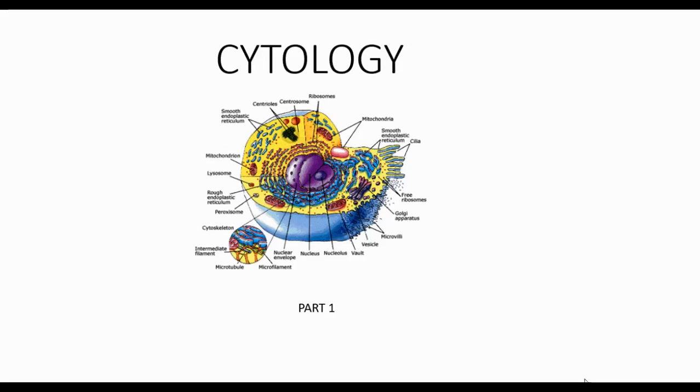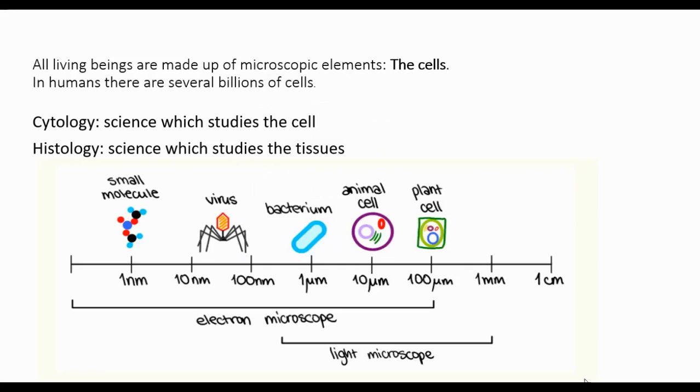So, first of all, a brief introduction: cytology is the study of cells. It's a science which studies the cell. The cell is the smallest unit of life, the first living thing that we actually speak about. It is really microscopic, and we know that the human body is made up of several billion cells, because we are multicellular, made up of multiple cells, billions of cells.